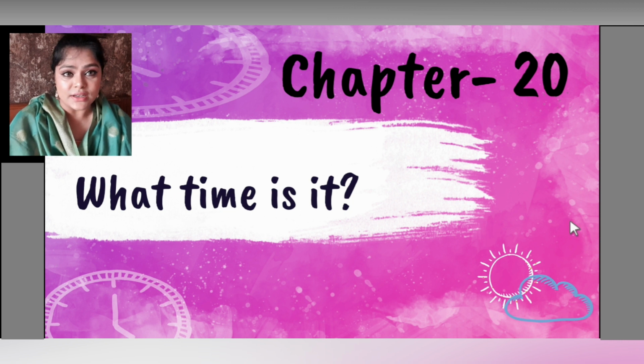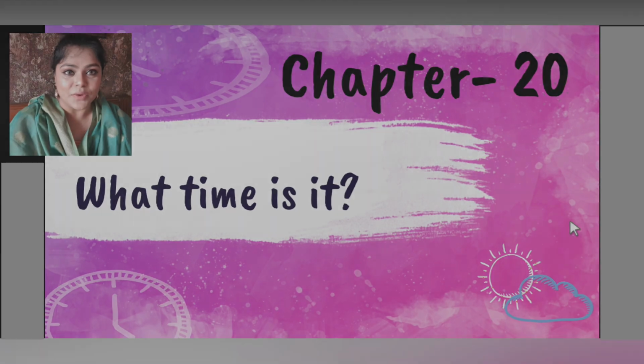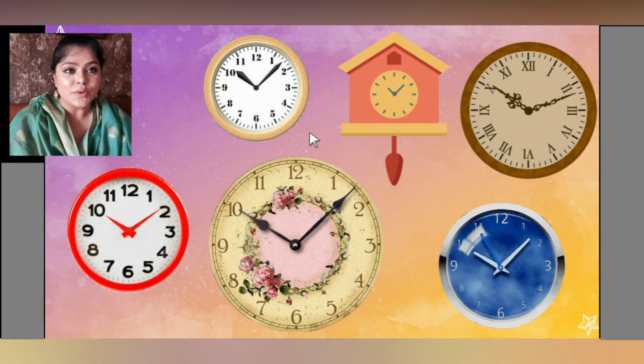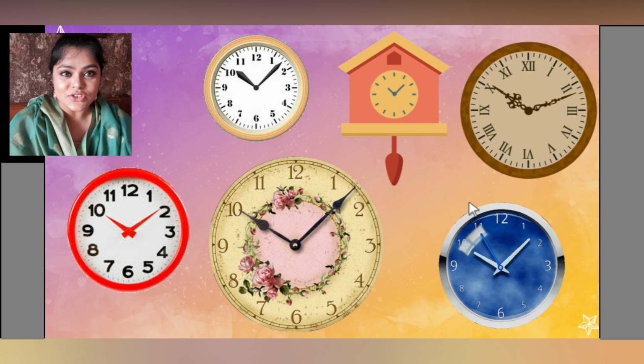Okay, so before we start the chapter, I want to show you different kinds of watches. Let's see here. You can see there are different kinds of watches. Here you can see it's a very simple watch with the numbers. In this there are Roman numbers. You can see here Roman numbers are there in this watch.